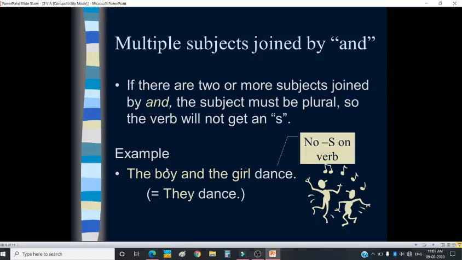The verb is joined with the word and, so in this case the verb will not get an s. We can count this as plural. So not 'the boy and the girl dances' but 'the boy and the girl dance.' There is no s. Boy and girl means they, not one but two, so we can just call them they. They dance. We never say 'they dances.' This is the rule here.